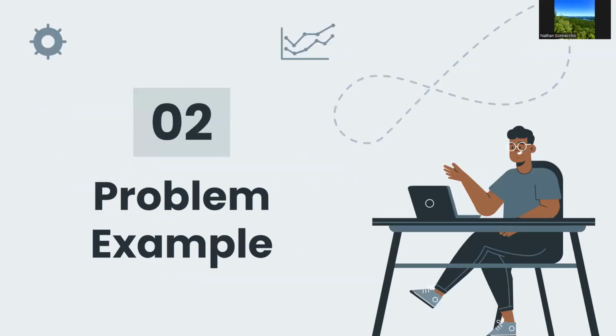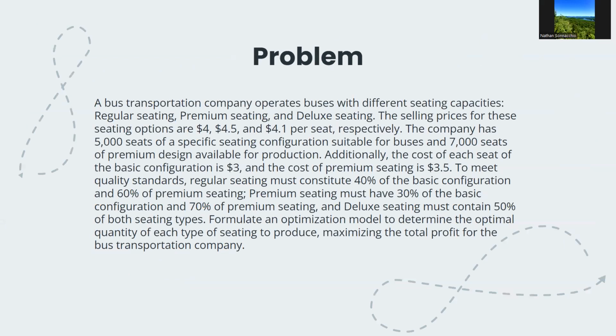All right, so this is Nathan here. So this is our problem that we chose. We figured here, as you can see, a bus transportation company operates buses with different seating capacities. These capacities include regular seating, premium seating, as well as deluxe seating. The selling prices for these seating options are $4 for the regular seating, $4.50 for the premium seating, as well as $4.10 per seat for the deluxe seating.